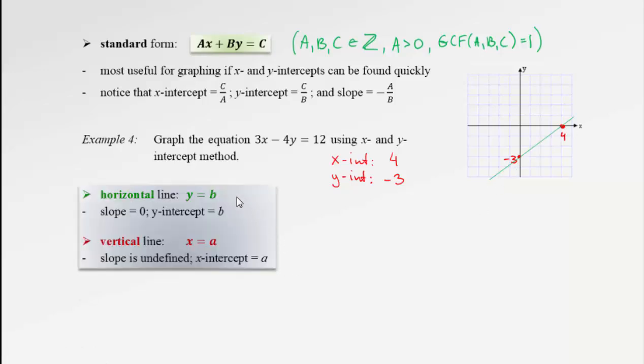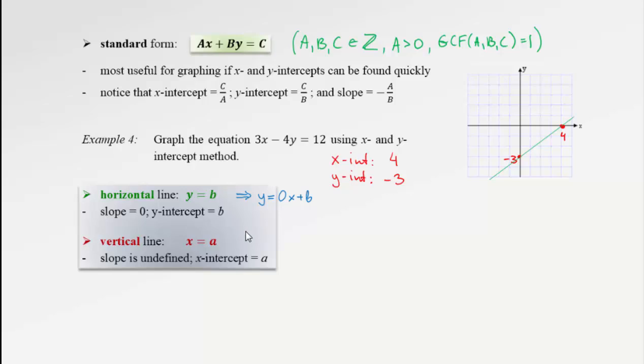And 2 more special forms of linear equations. Horizontal line can be stated as y equals a constant, because y can be constantly at the same level and x can move. So x is everything, y is at the same level, we end up with a horizontal line. This can be seen in a slope-intercept form as 0x plus b. So we can see easily that the slope is 0 and the y-intercept is b.